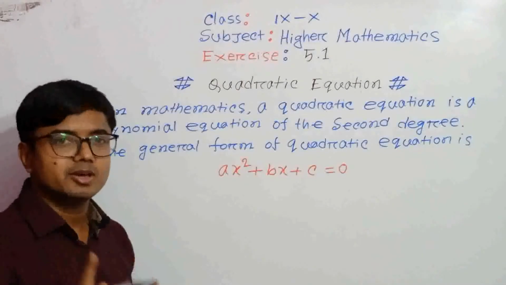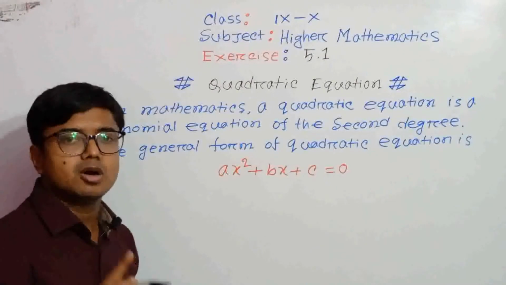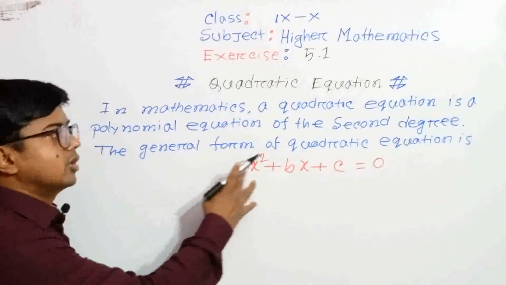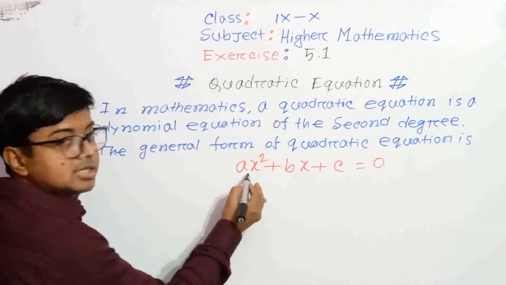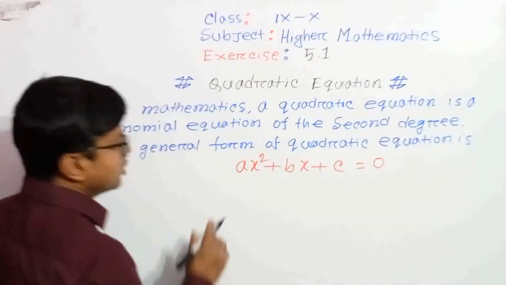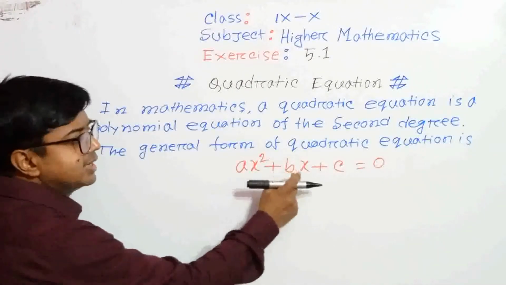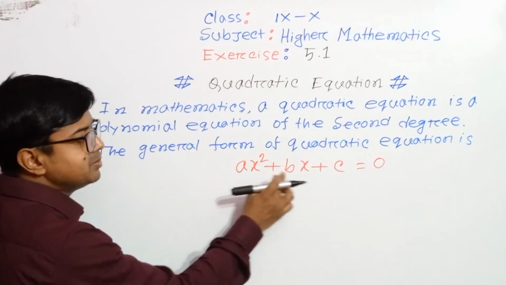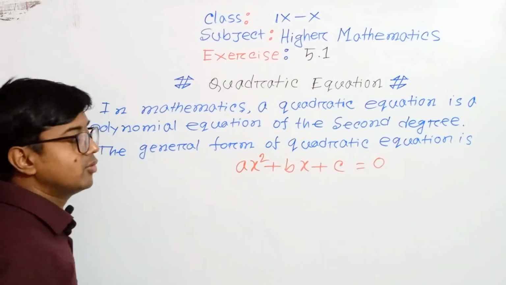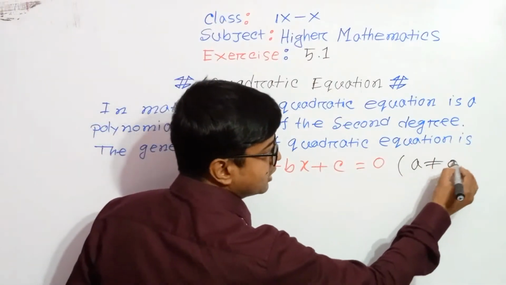One thing is very important for you. For a quadratic equation, the highest power of the variable must be 2. The general form of a quadratic equation is ax squared plus bx plus c equals 0. For this equation, x is an unknown variable and a, b, c are constants. And one thing is very important for a quadratic equation: here a is not equal to 0.